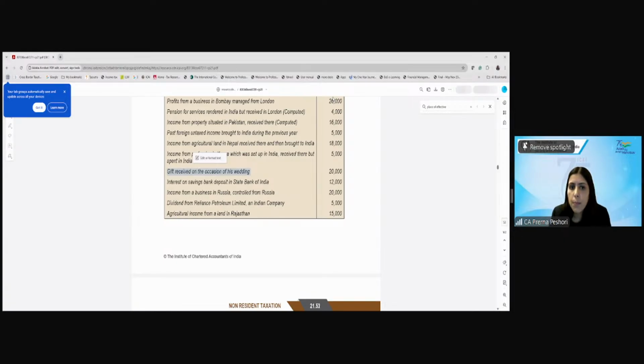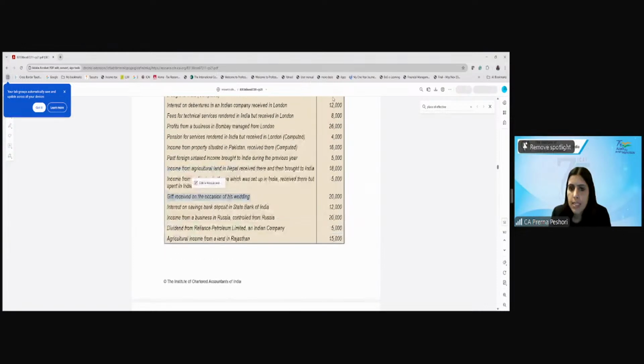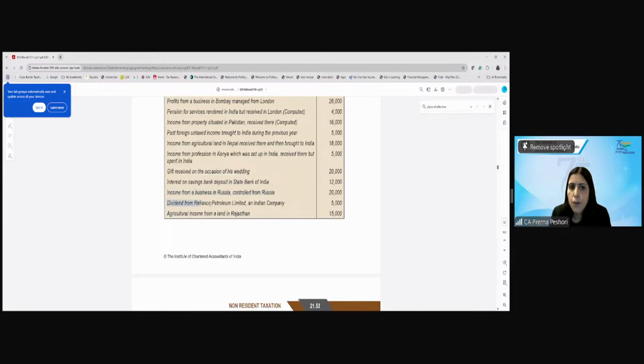Interest on saving bank deposit in SBI. All the cases taxable. Yes, but you will get the 10,000 as the deduction, right? Yes. Income from business in Russia, controlled from Russia. Only for resident taxable, others not. Correct. Not taxable.